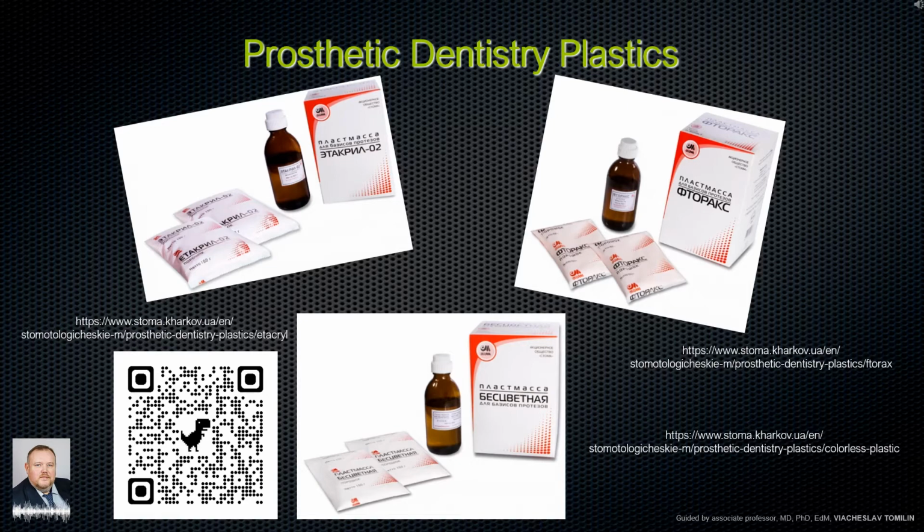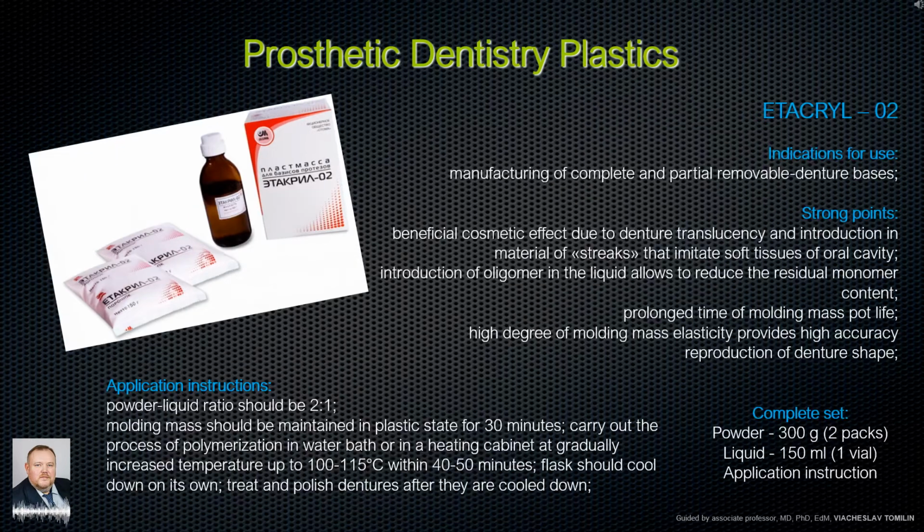Prosthetic dentistry plastics. Plastics for denture bases have different shades of pink color, which is determined by the color of the starting powder, Adacryl-02, Ftirax, or the amount of injected coloring agent, Acrin. Colorless plastic base is also available, which is used in patients allergic to the coloring agent, and for the manufacture of dental alveolar clasps in order to obtain the aesthetic effect.